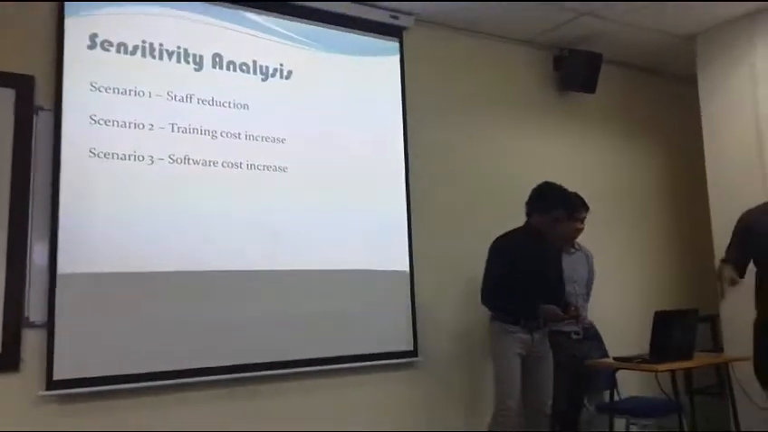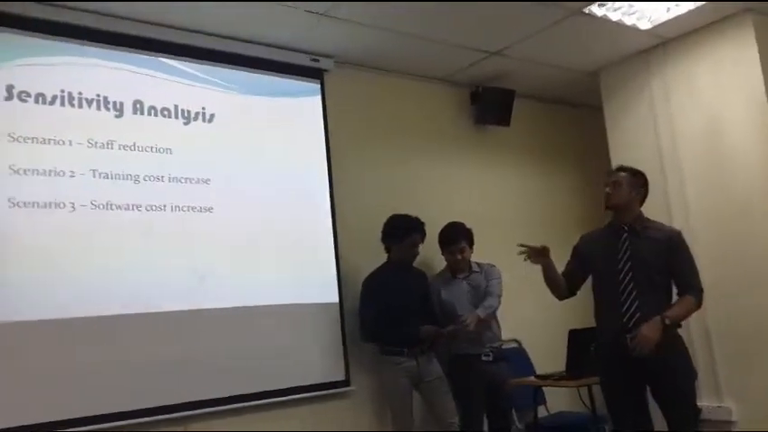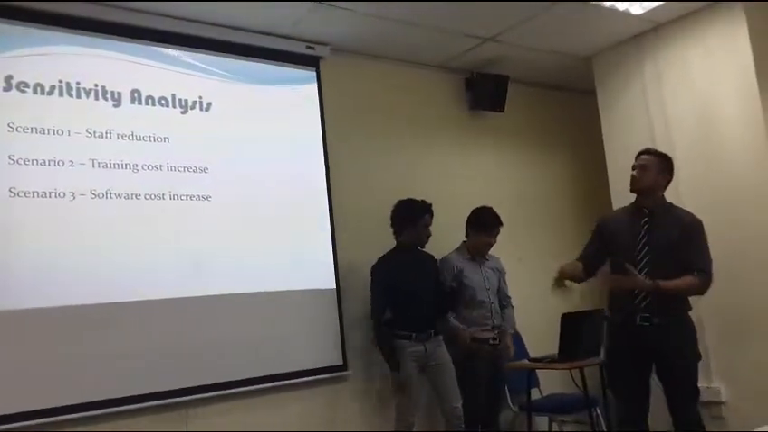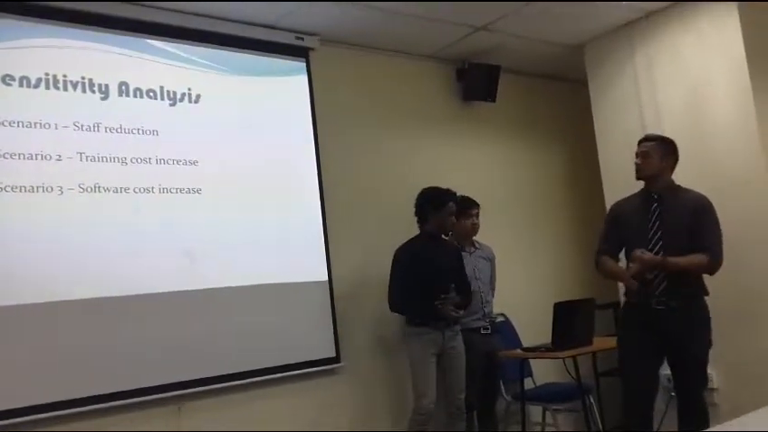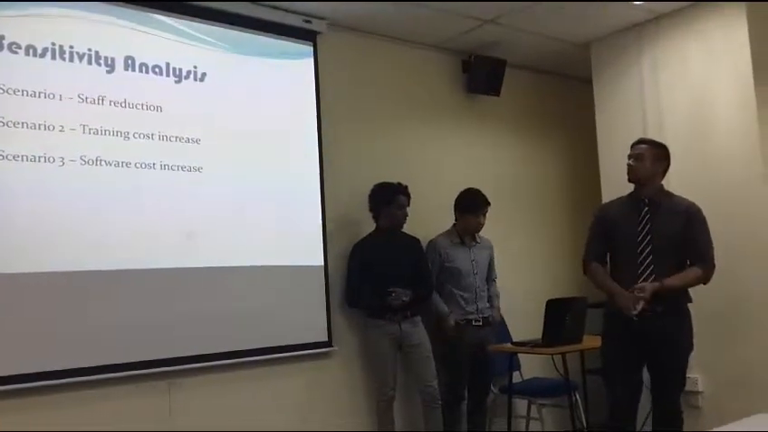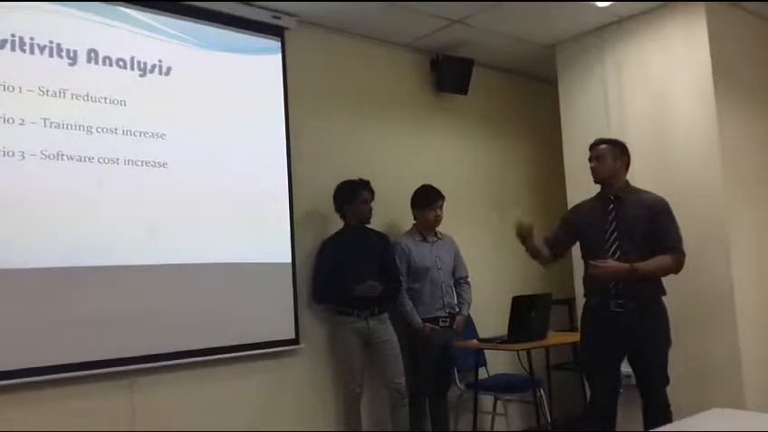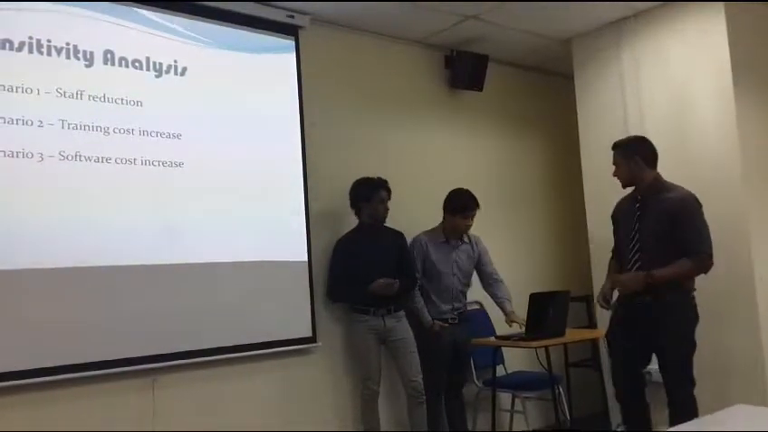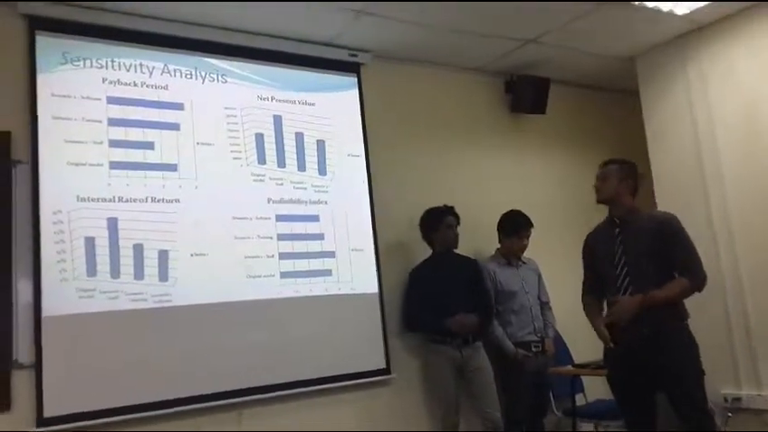Right, so this is the last part. This is actually the third task that we're supposed to do in our assignment. So we're supposed to conduct a sensitivity analysis. In scenario 1, there is the staff reduction. Scenario 2, training cost increase. Scenario 3, software cost increase. So we just try to explain to you all about the scenarios in the graph in the next slide, okay? Don't worry, it's not really that confusing.